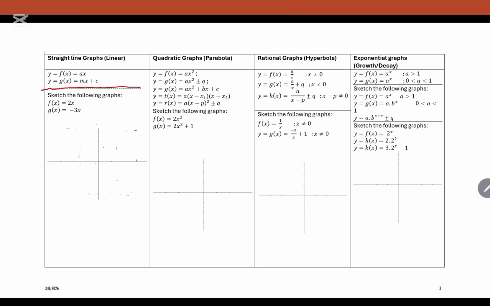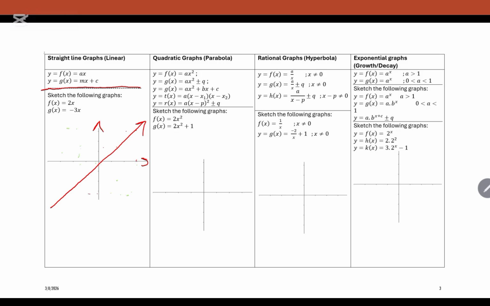The instruction says sketch the function f(x) = 2x. That kind of graph is a straight line graph with a positive gradient. Therefore, that line is an increasing straight line graph that is passing through the origin in that fashion.